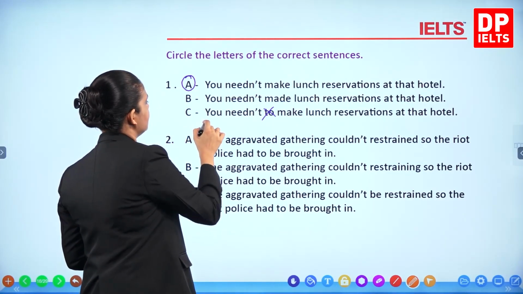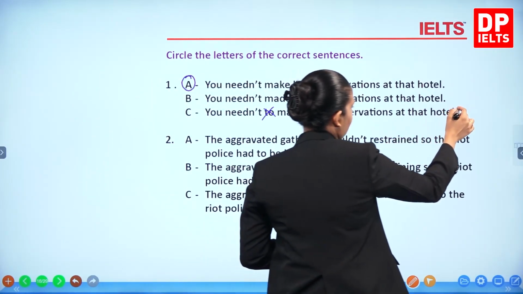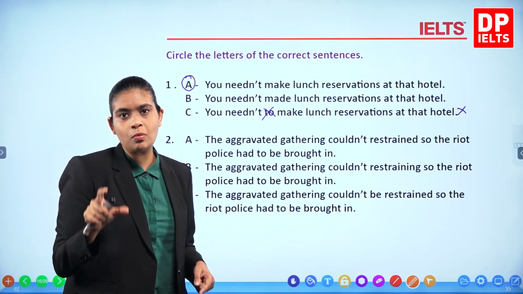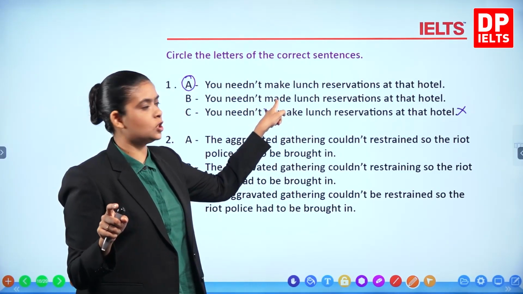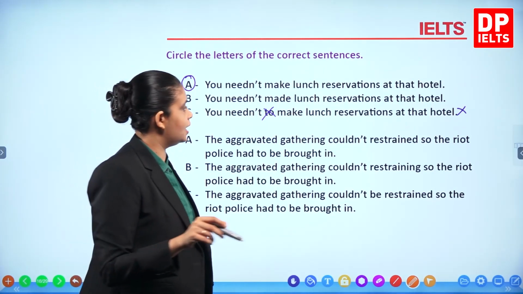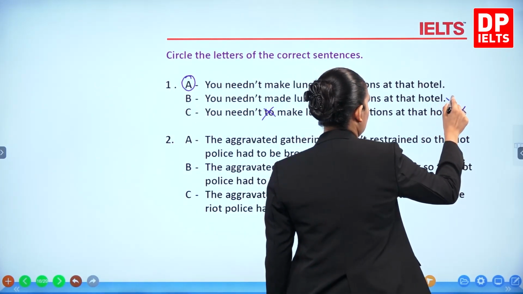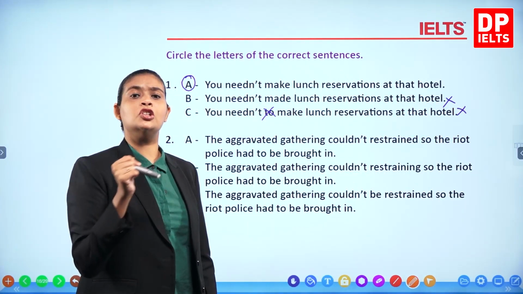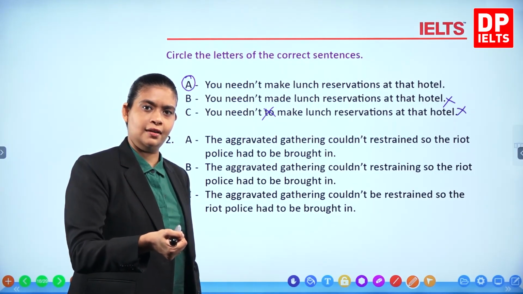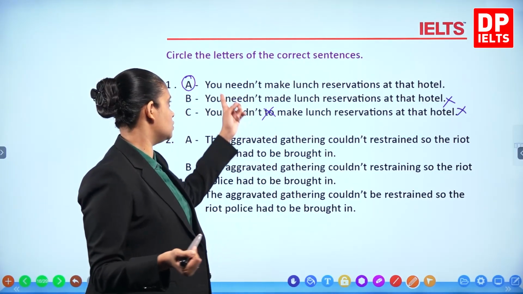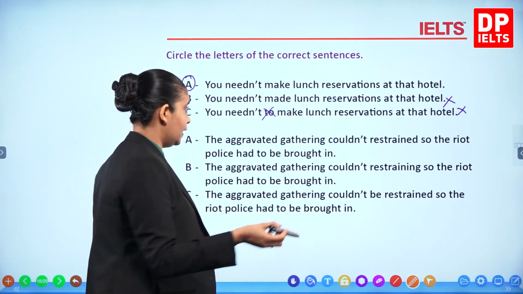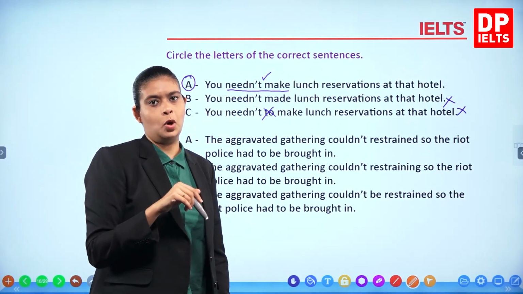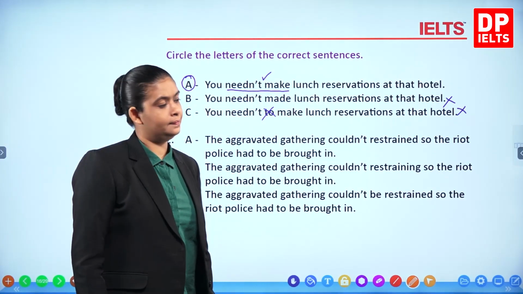So this is incorrect. The next one, it should be followed by the base form of the verb. So "made" is not the base form of it. Therefore, that is also wrong. Okay, so I want you to think about each of these sentences. Why is it correct? Why is it wrong? So "needn't make" is correct, followed by the base form, negative modal, perfectly fine.